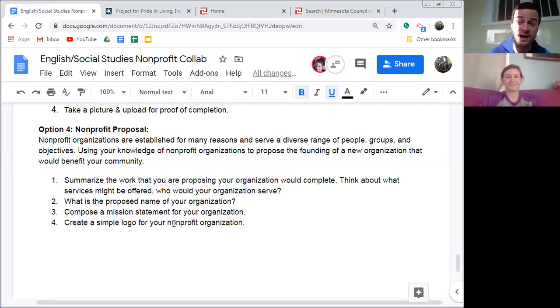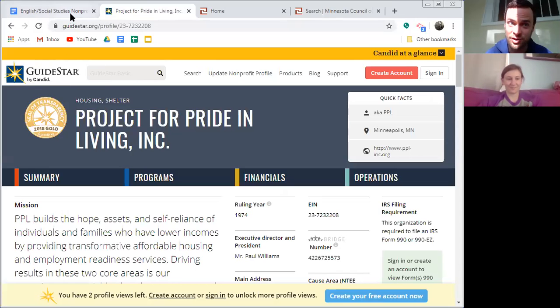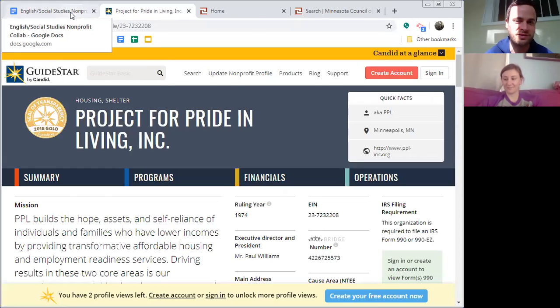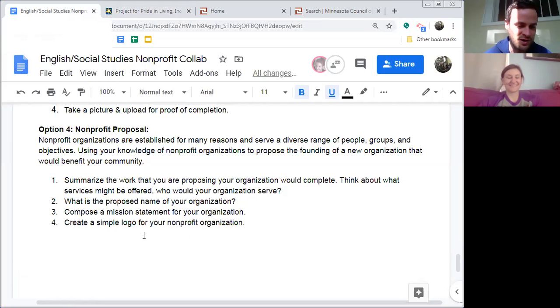So once again, if you had questions about that, the GuideStar site would be a good place to go back for reference, like, what does a logo for a nonprofit look like? It doesn't have to be extravagant, but that's kind of putting a lot of it together.